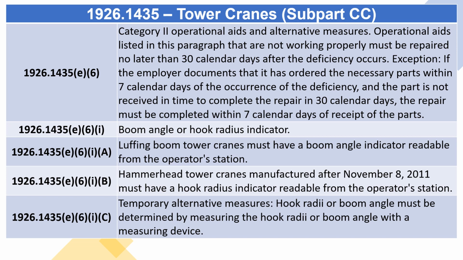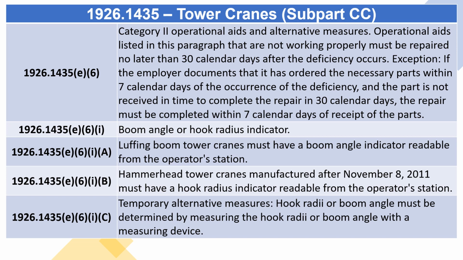1926.1435(e)(6) Category 2 operational aids and alternative measures. Operational aids listed in this paragraph that are not working properly must be repaired no later than 30 calendar days after the deficiency occurs. Exception: if the employer documents that it has ordered the necessary parts within 7 calendar days of the occurrence of the deficiency, and the part is not received in time to complete the repair in 30 calendar days, the repair must be completed within 7 calendar days of receipt of the parts.